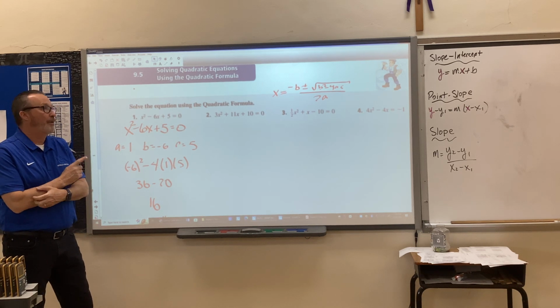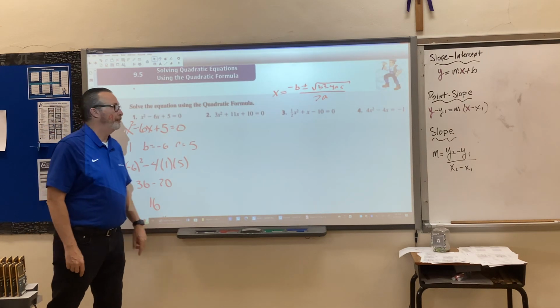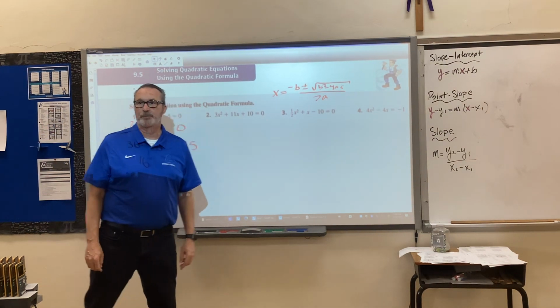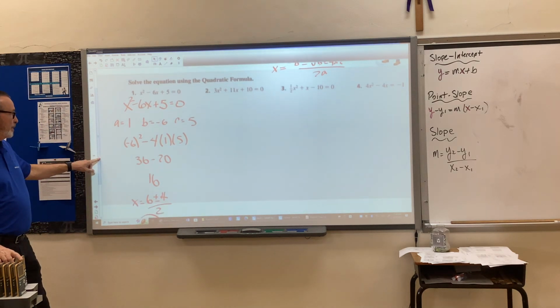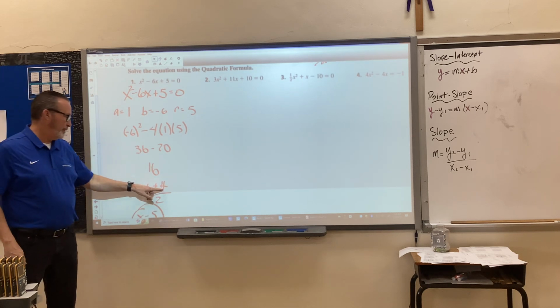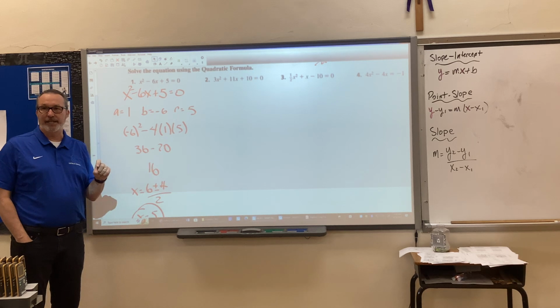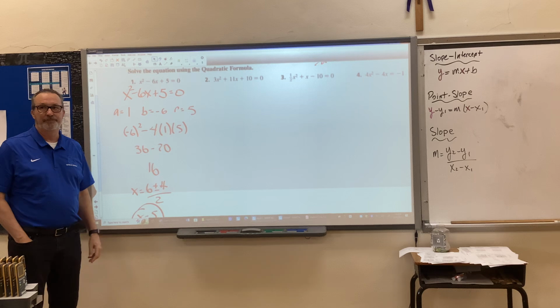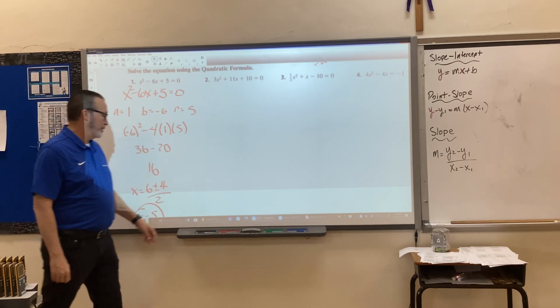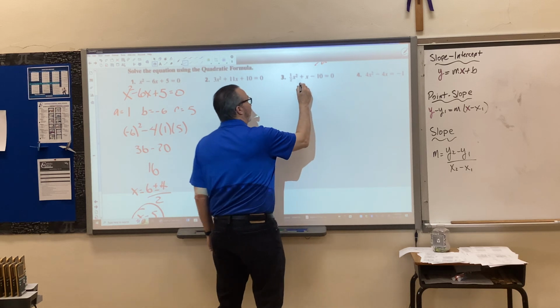Let's have somebody do 4. Cody. I have a question on the last one. How do you get the 4? Like at the very bottom? This 4? Yeah, square root of 16. Okay. So we found out what b squared minus 4ac is, and in the formula it's the square root of that number.